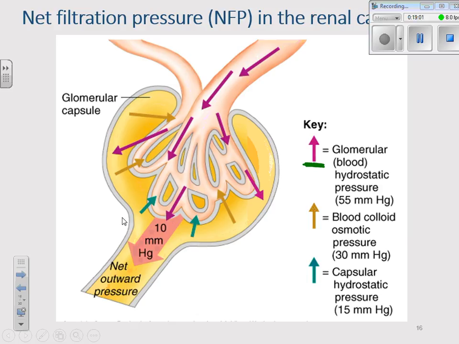So I think we'll have a break at this point and then come back and look at glomerular function, glomerular filtration rates you can measure and stuff like that, and we'll take it on from there.